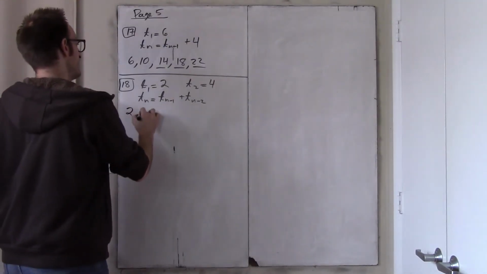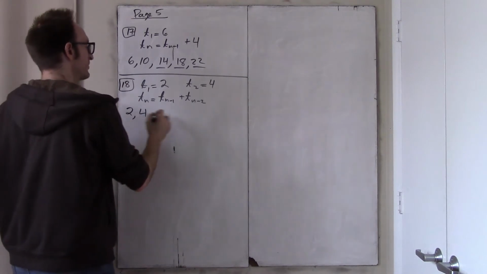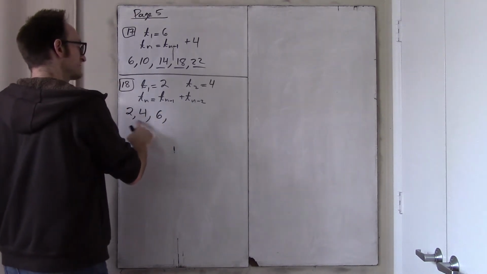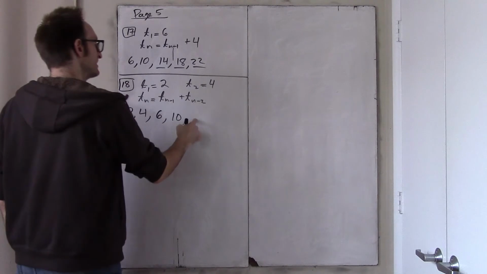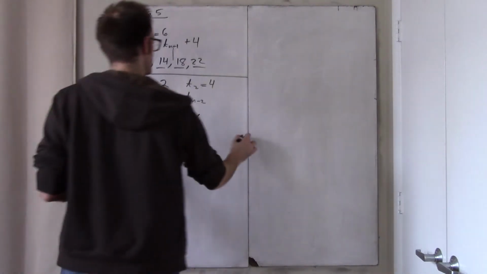Okay, so that's pretty fun. So this is 2, 4. What's the third, fourth, and fifth term? Well, the third term is the sum of the previous two terms, so that's 6. The fourth term is the sum of the previous two terms, so that's 10. The fifth term is the sum of the previous two terms, so that's 16. Alright, that was pretty chill.